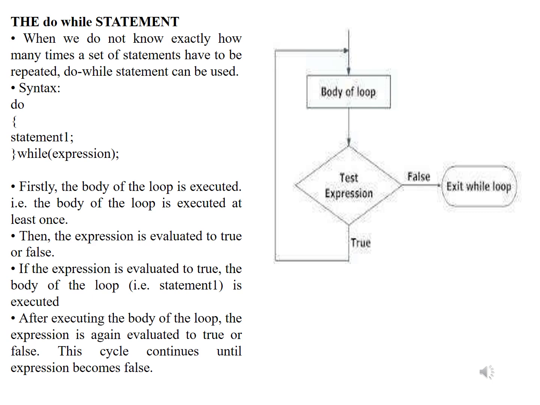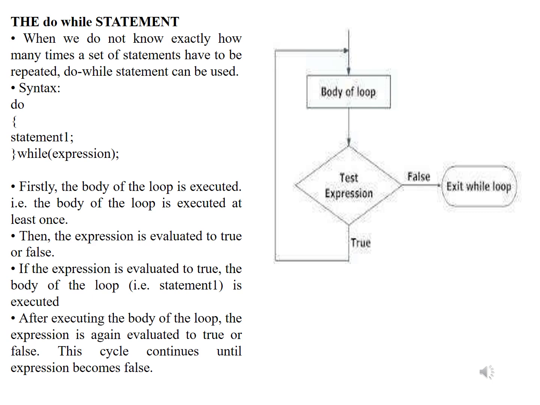Firstly, the body of the loop is executed. That is, the body of the loop is executed at least once here. Then the expression is evaluated to true or false. If the expression is evaluated to true, then the body of the loop, that is statement 1, is executed. After executing the body of the loop, the expression is again evaluated to true or false. This cycle continues until the expression becomes false.